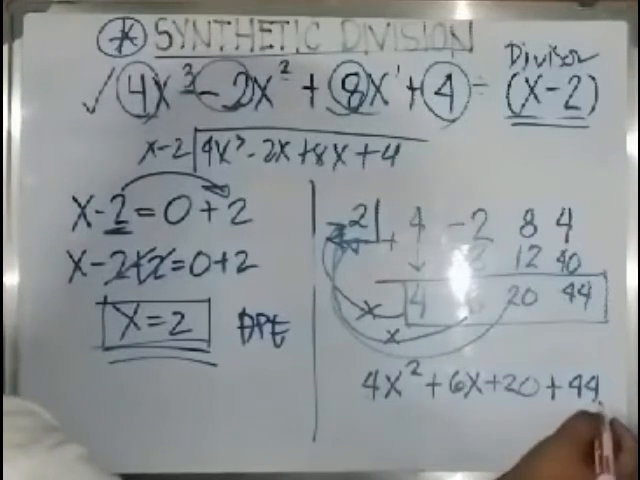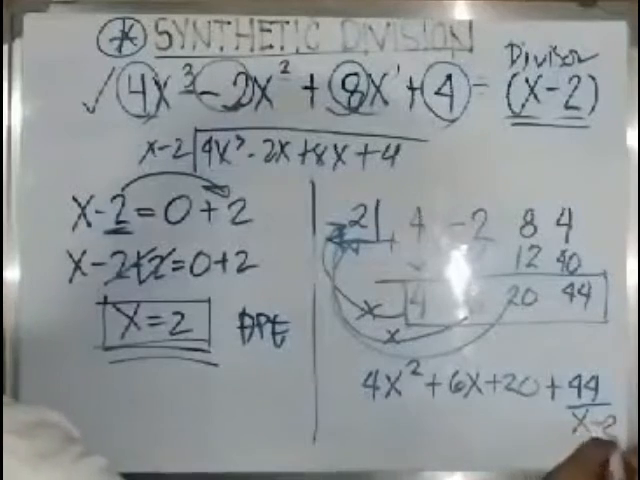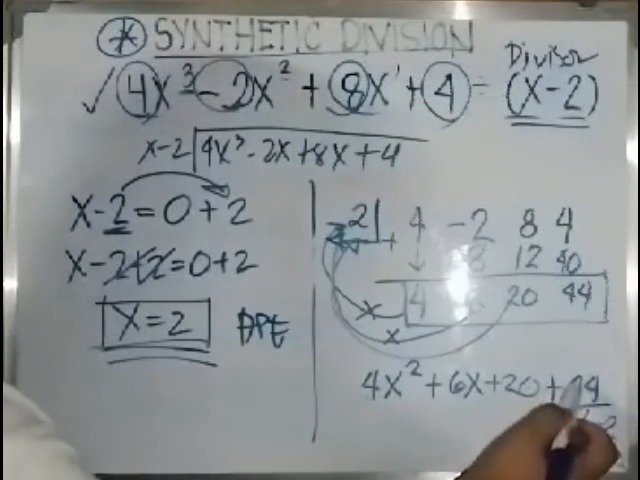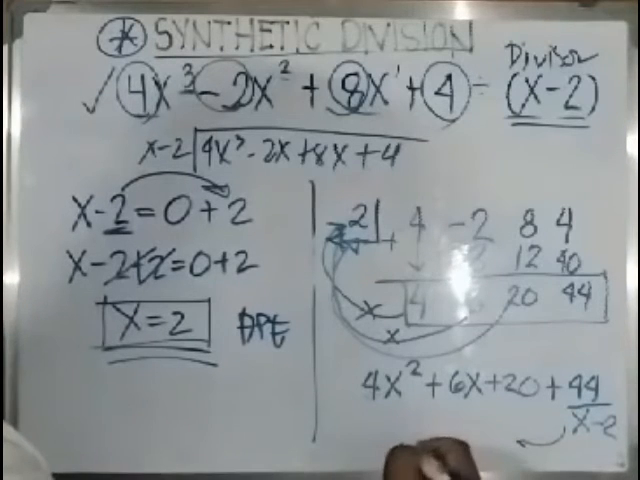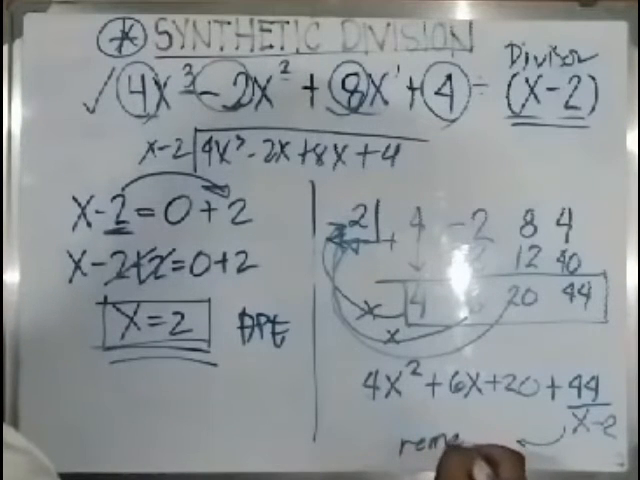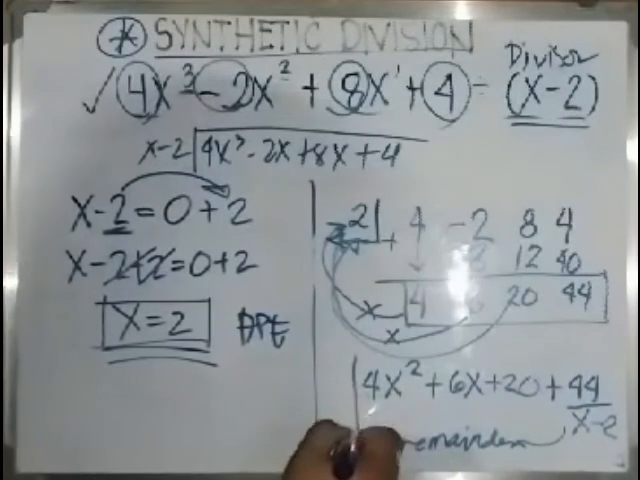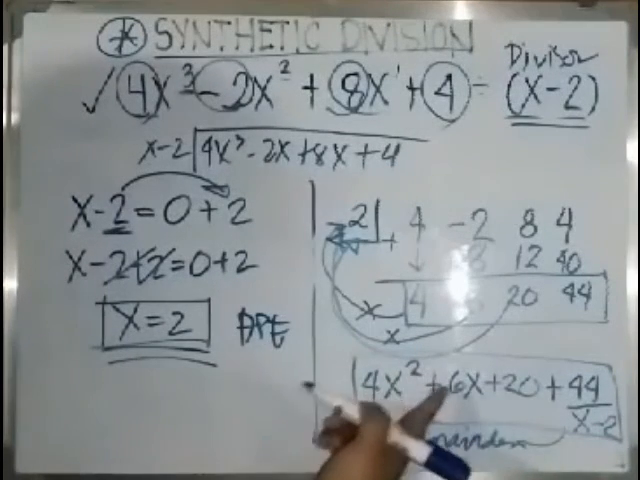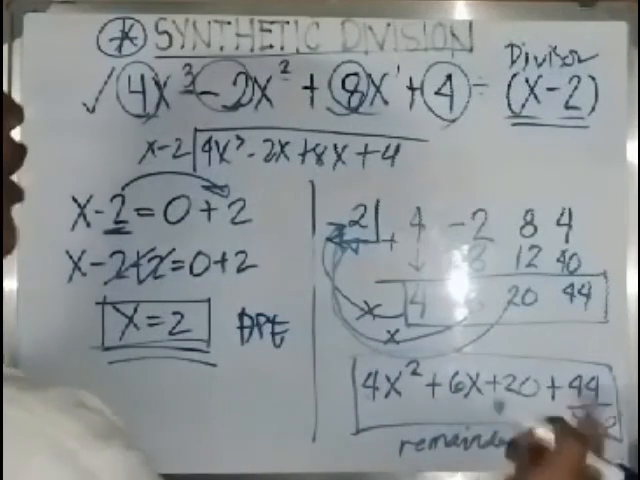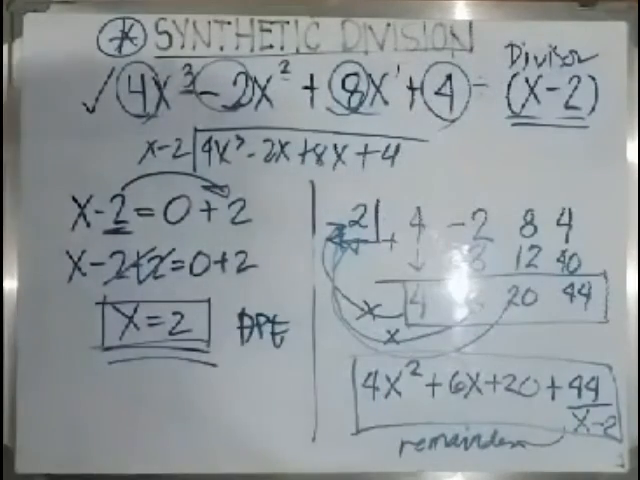This 44 will be the numerator over your divisor x minus 2. This means that 44 over x minus 2 is your remainder. There will be a remainder in your answer. So your final answer will be 4x squared plus 6x plus 20 plus 44 over x minus 2. That's how you do synthetic division.